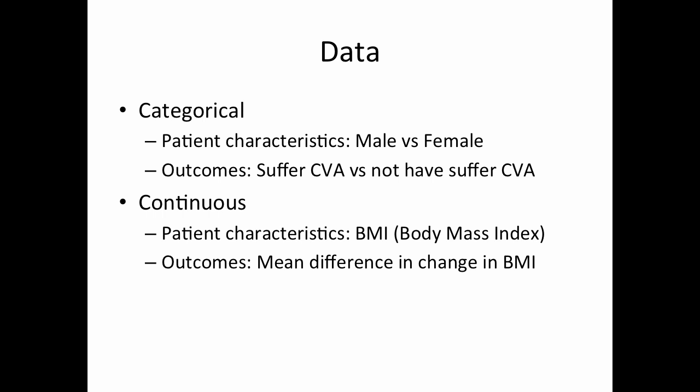Categorical data may be patient characteristics such as male or female, or outcomes such as whether somebody suffered a CVA or not. These categorical outcomes are the ones we were looking at in our last session. Continuous data, on the other hand, do not fall into either/or groups. They are, as the name suggests, continuous, such things as height, body mass index, blood pressure, and so on.